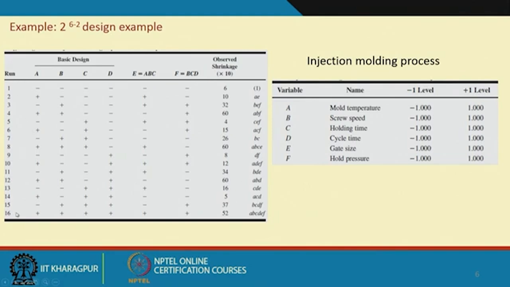So, what is that 16-run design? This I have already shown you, and E equal to ABC and F equal to BCD. These are the additional columns created, and the experiment was conducted, and the observed shrinkage from part to part is measured, multiplied by 10, and the resultant quantity is given here.